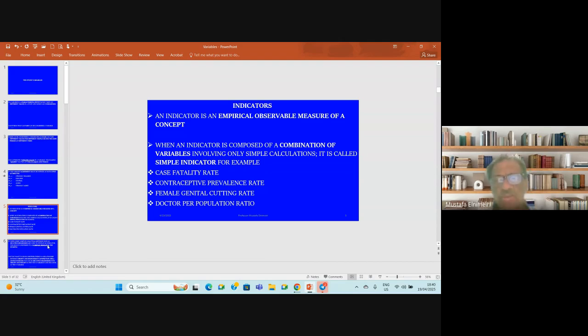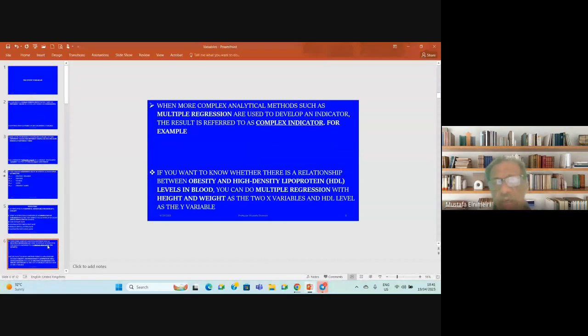When more advanced methods such as multiple regression analysis are used to develop an indicator, then the result is referred to as a complex indicator. For example, if you want to know whether there is a relationship or association between obesity and high density lipoprotein levels in the blood, you can carry out multiple regression with height and weight as the two variables, to find out if they are related to the high density lipoprotein.